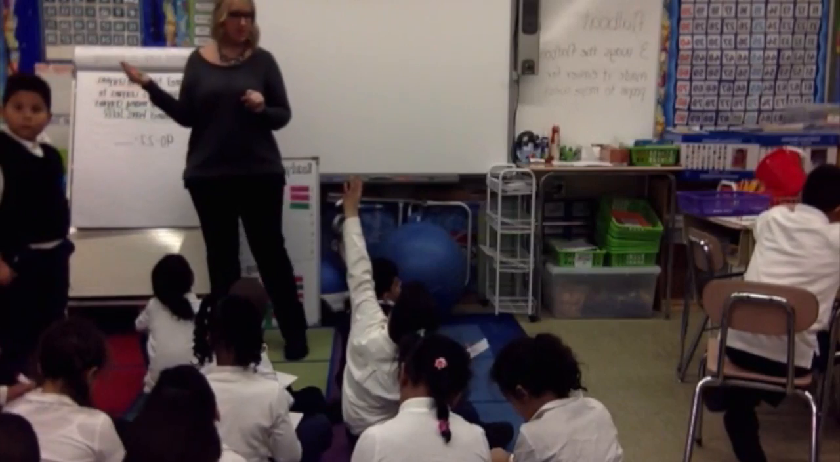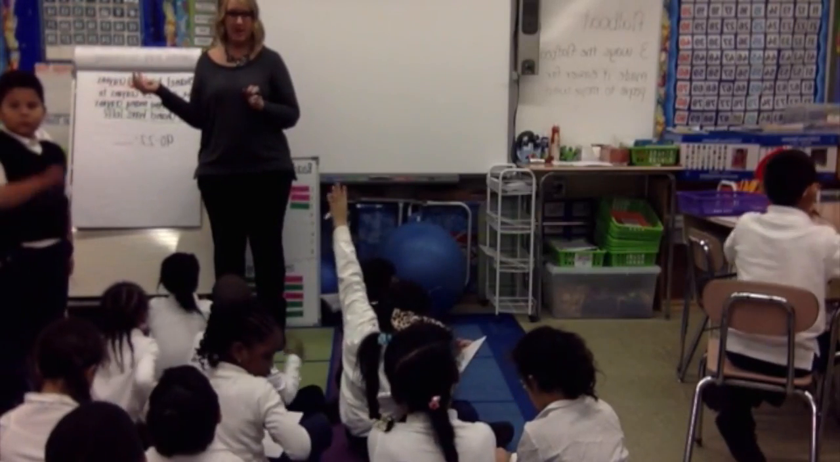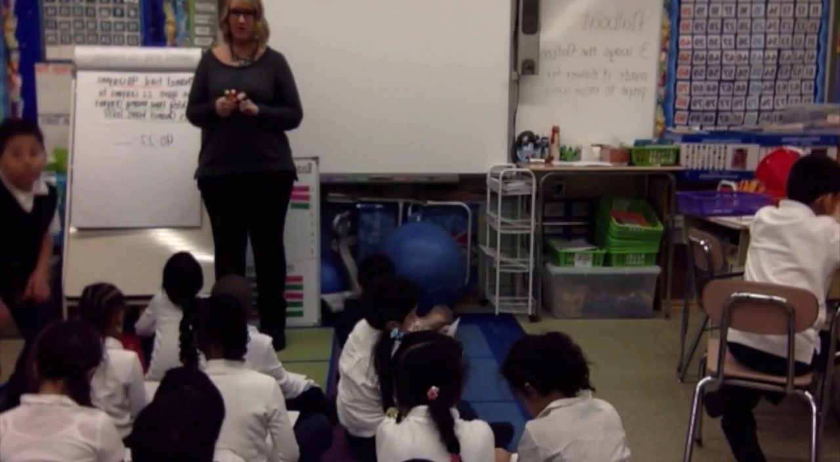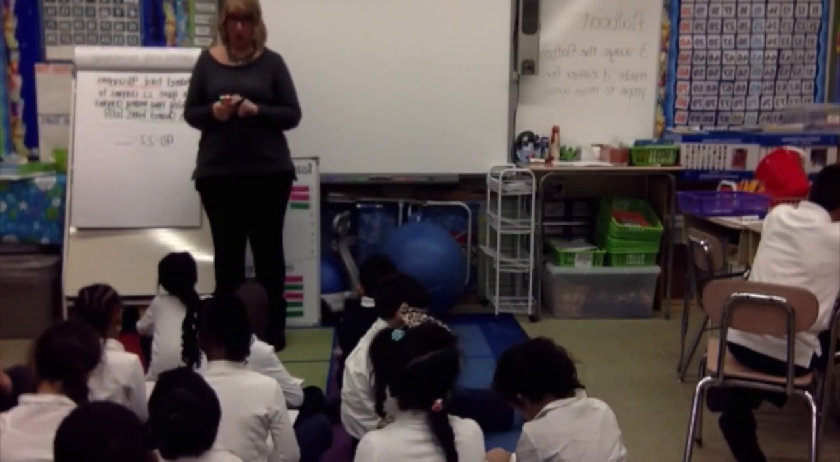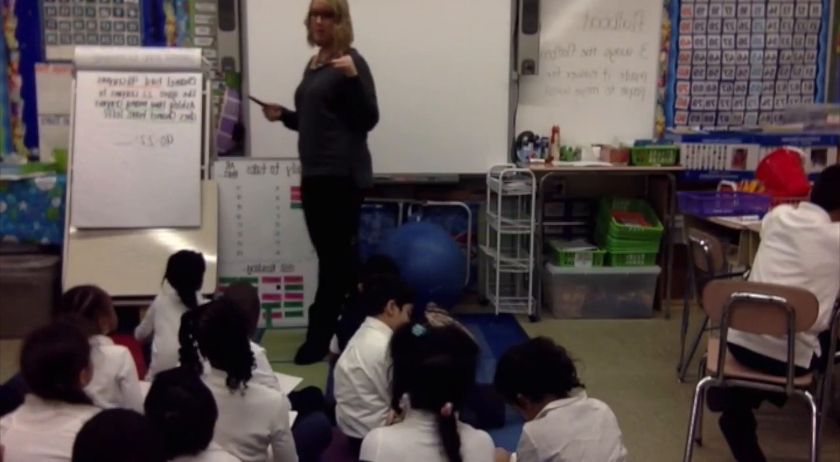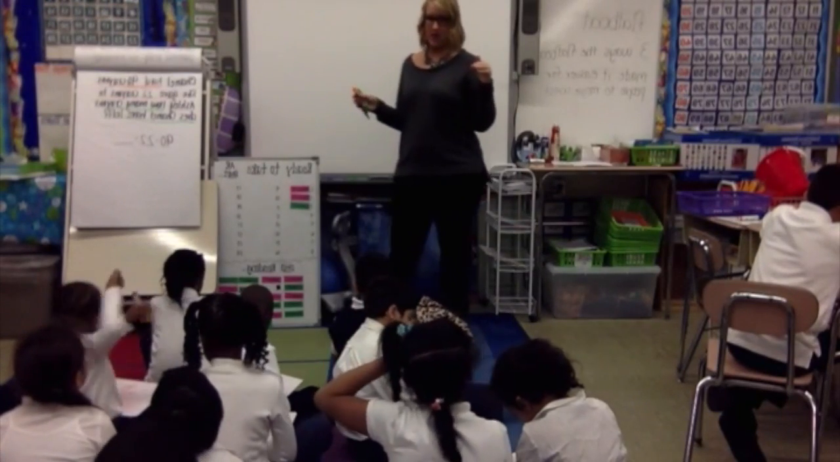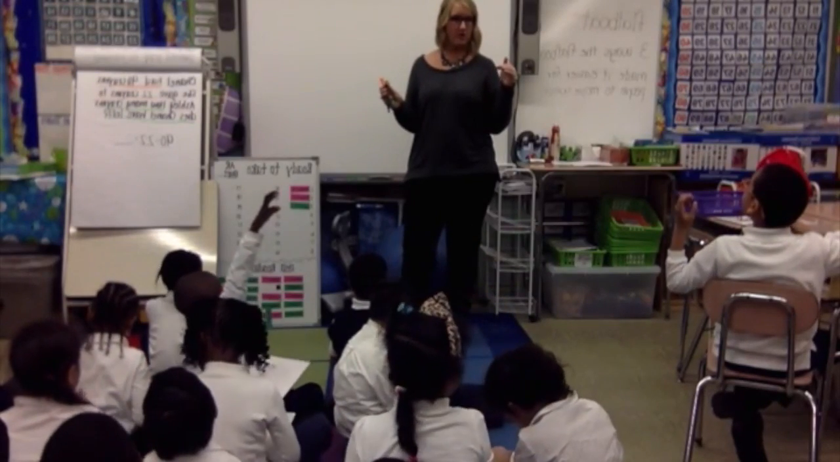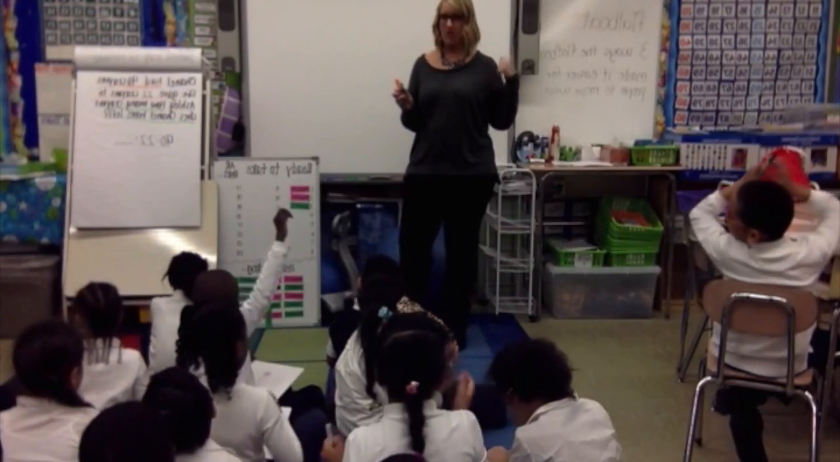Any other ways that you could figure out what is 90 minus 22? Emmanuel? Don't tell me the answer. Okay, so writing it vertically, one on top of the other. Any other ways, Jalen, that you can think of to solve? Okay, we could use a hundredths chart.